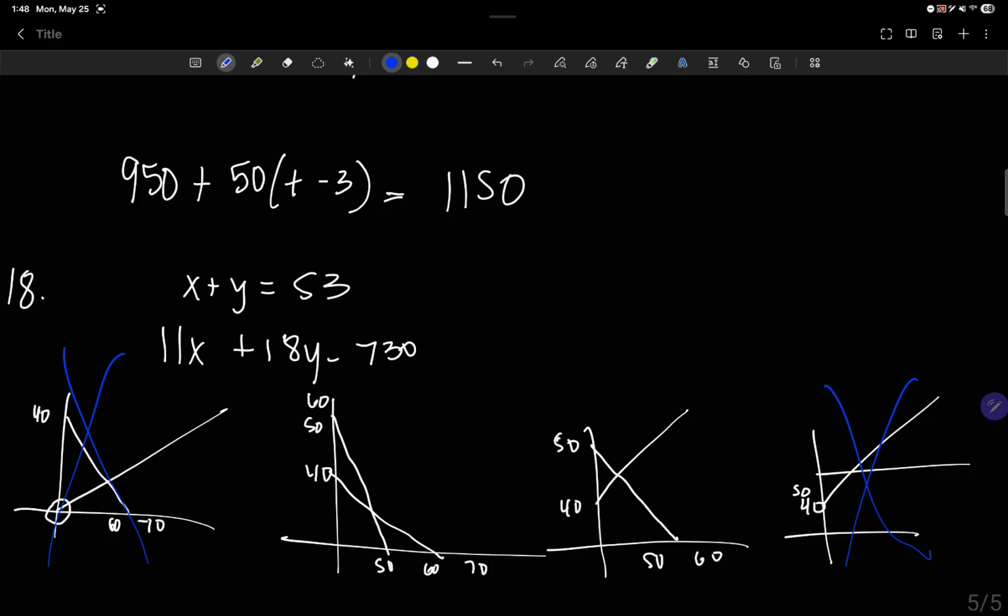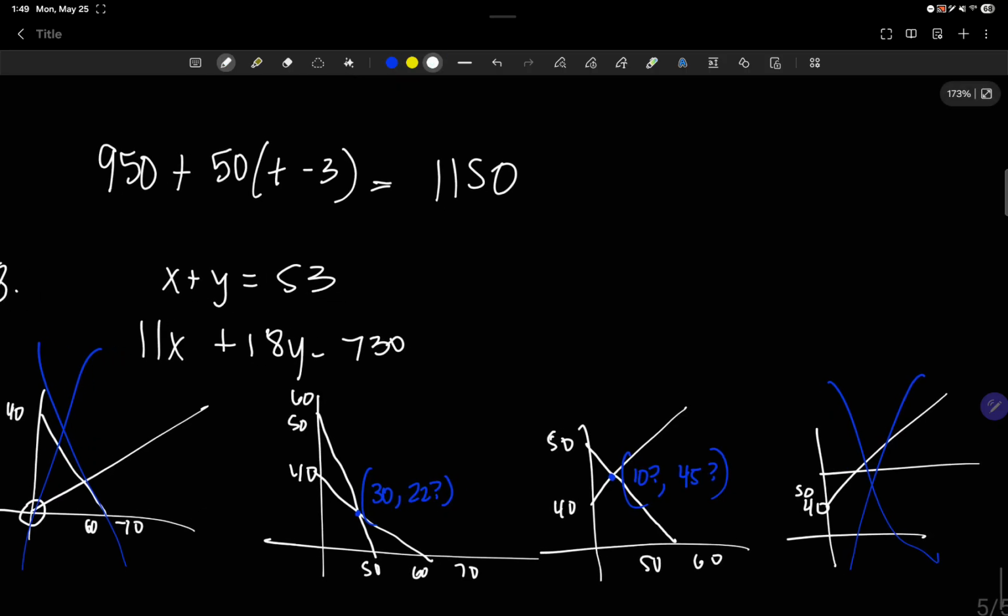So now I just want to find the intersection point and find, is my intersection closer to, we'll say 30 and maybe 22-ish, or is it closer to 10-ish and 45-ish? So which one is it closer to? That's what I would do. Okay. Is that what you do?